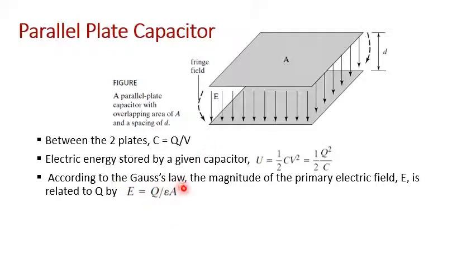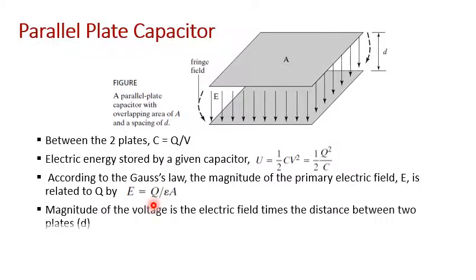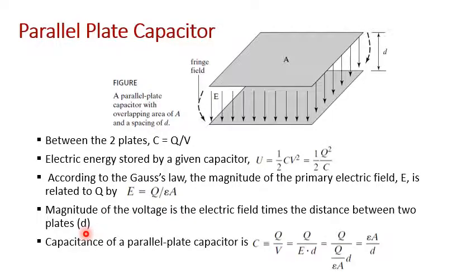Now according to Gauss's law, the magnitude of the electric field E is related to the charge Q as E is equal to Q by epsilon A. The magnitude of the voltage is defined as the electric field times the distance d between the two plates. Therefore, the capacitance of a parallel plate capacitor can be defined as C is equal to Q by V, where V is nothing but E into d. So this can also be written as Q d by epsilon A, or epsilon A by d.